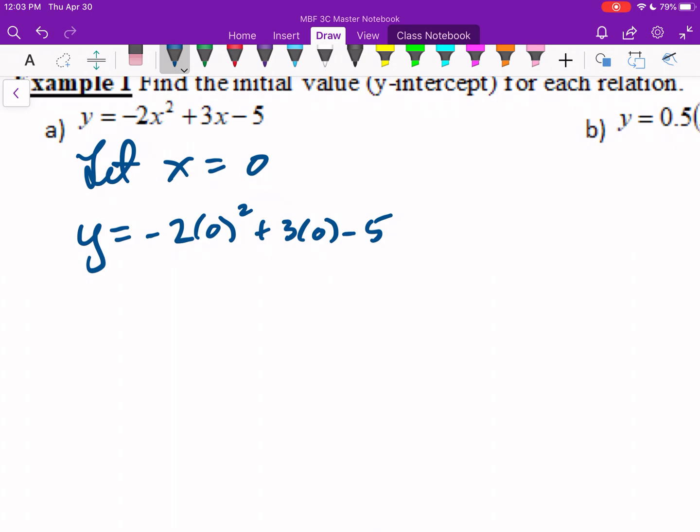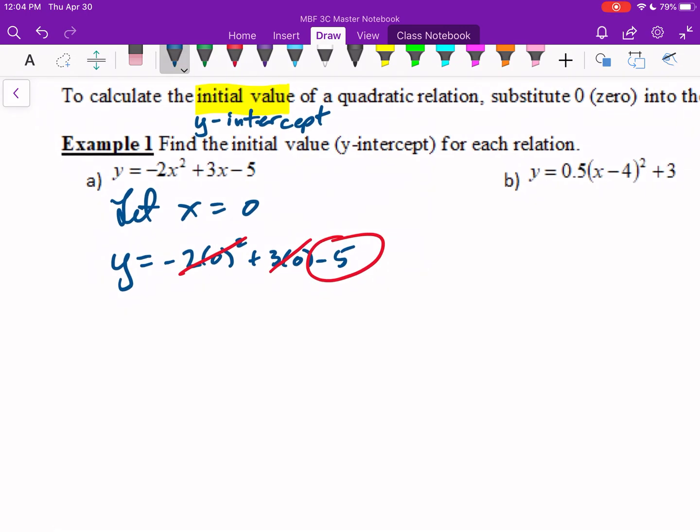Standard form: anywhere there's an x, that term's going to disappear. So 0 squared is 0, multiply that by -2, it's still 0. So that term's going to go away. 3 times 0 is still just 0. The only thing that's ever going to be left is just this number on the end. Just a reminder, you've seen it before, but not recently. Standard form goes y equals ax squared plus bx plus c. And if it's in standard form, the initial value, the y-intercept, is always just going to be the c, the standalone, the one that doesn't have an x with it. So the initial value in this case is -5.